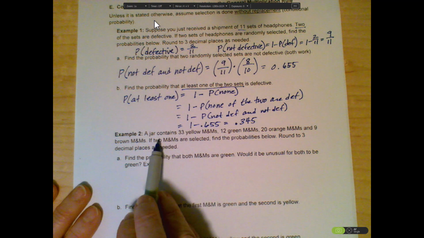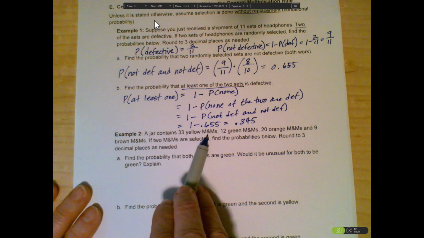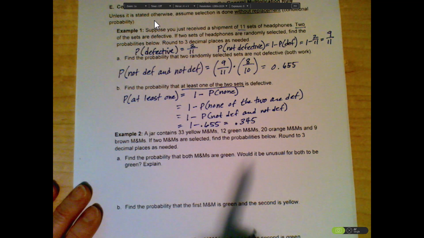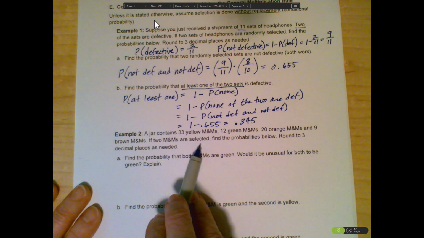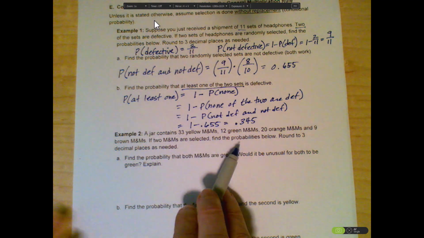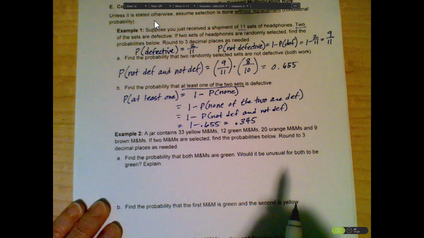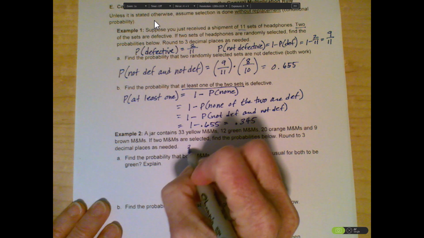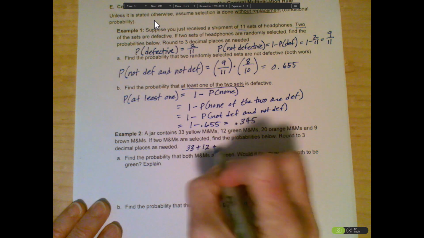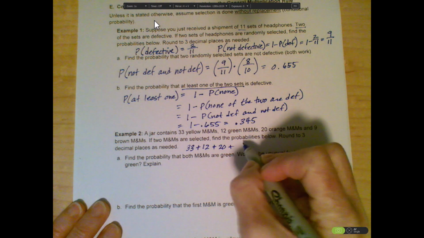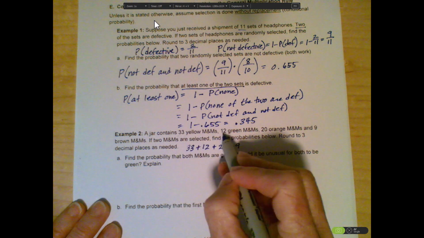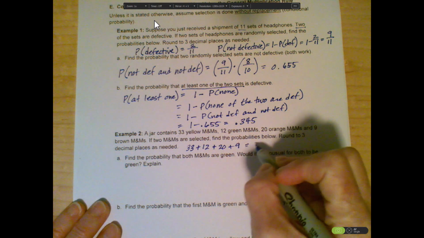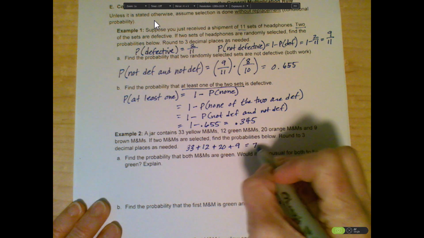Okay, in example 2, we have a jar with 33 yellow M&Ms, 12 green M&Ms, 20 orange M&Ms, 9 brown M&Ms. If 2 M&Ms are selected, find the probabilities below and round to 3 decimal places as needed. Okay, how many total M&Ms do we have? Let's see. 33 plus 12 plus 20 plus 9. What does that come out to be? 74 M&Ms total.